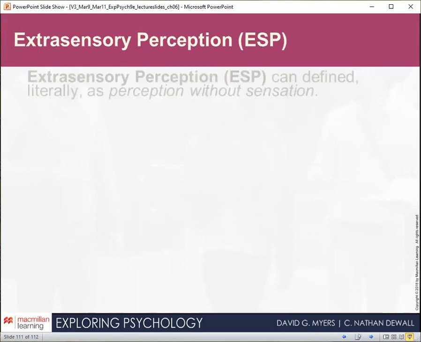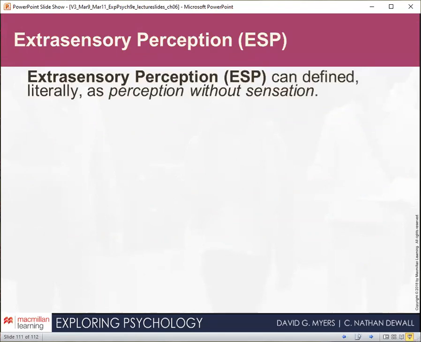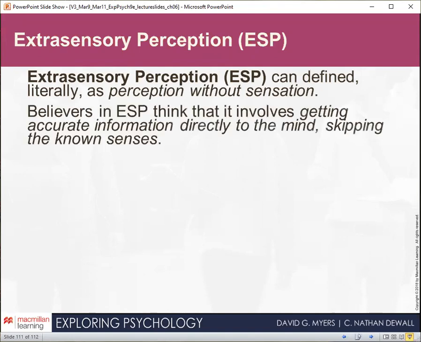The other one is going to be ESP. Because we're talking about sensory sensation and perception here, let's talk about this other idea of perception called extrasensory perception. And extrasensory perception, or ESP, can be defined literally as perception without sensation. You have perception, but there is no sensation tied to that particular perception. Believers in ESP think it involves getting accurate information directly to the mind, skipping the known senses. The types of ESP include, I'm sure you've seen this in TV and movies and novels you may have read.